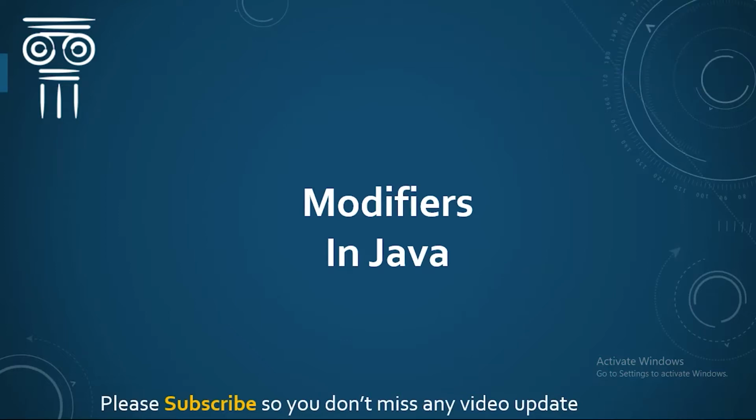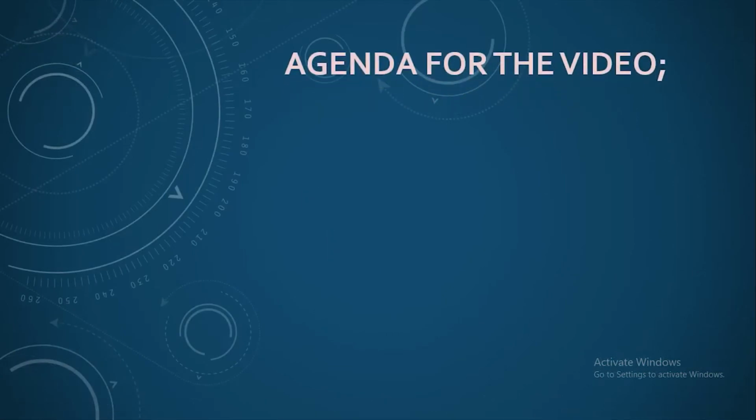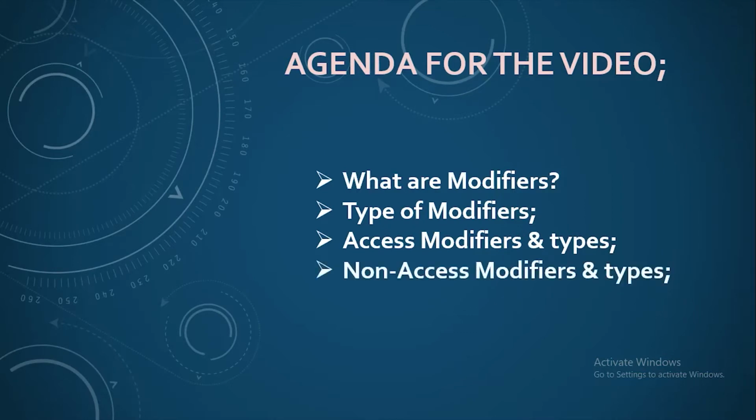But before that, let's go ahead and check out the agenda. So here we have the agenda for the video guys. First of all, we will see what are modifiers and why we use modifiers in Java. After that, we'll see the types of modifiers available. Following that, we'll see some access modifiers and their types. And we'll wrap up this video by discussing non-access modifiers and their types.